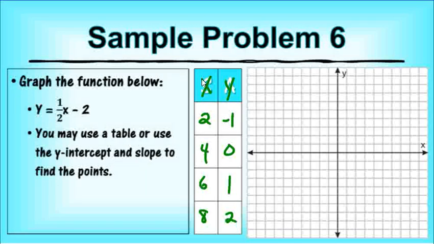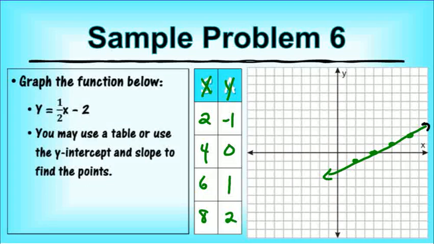Now let's plot our points. These are all going to be counted by ones. So I have 2, negative 1 here, 4, 0 here, 6, 1 here, and 8, 2. 8, 2 would be up here. Now I can draw my line here. So that's using the table.